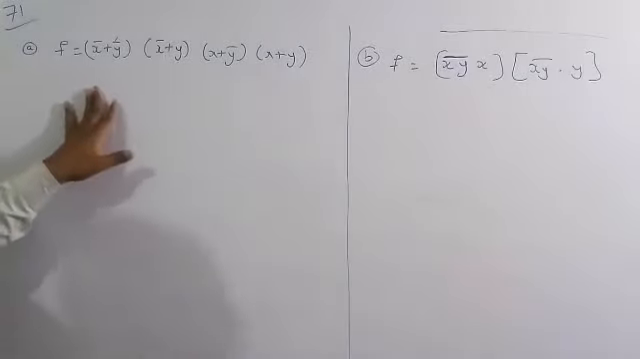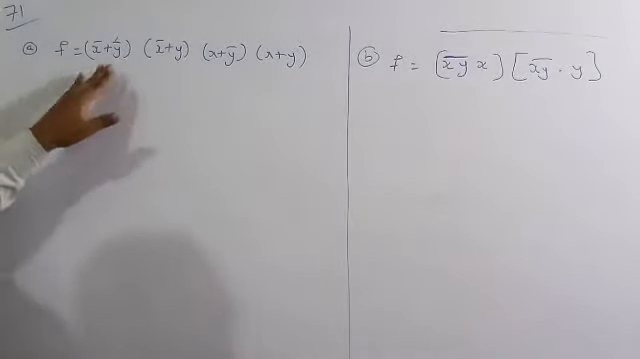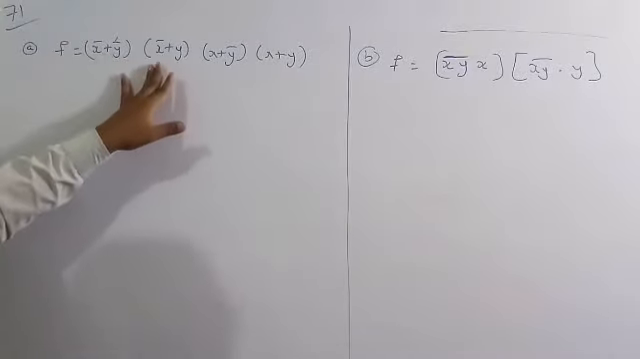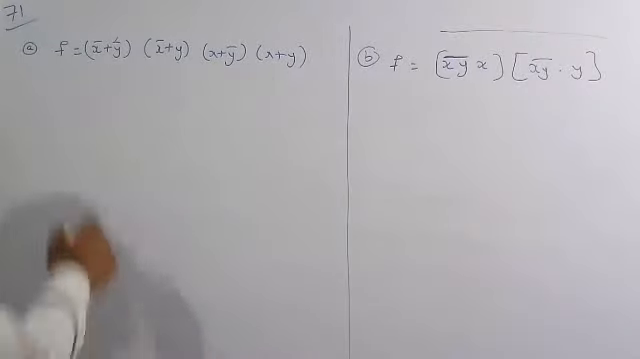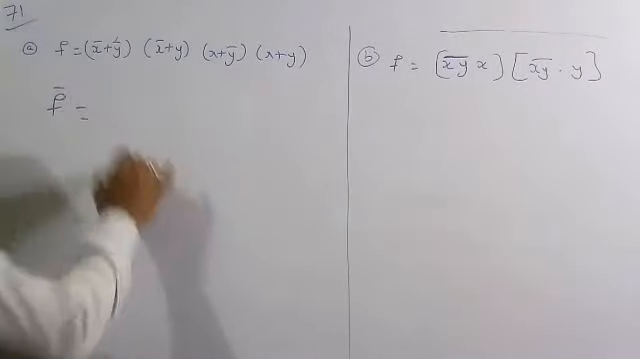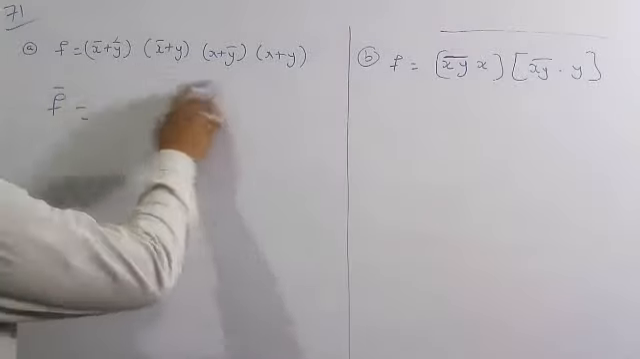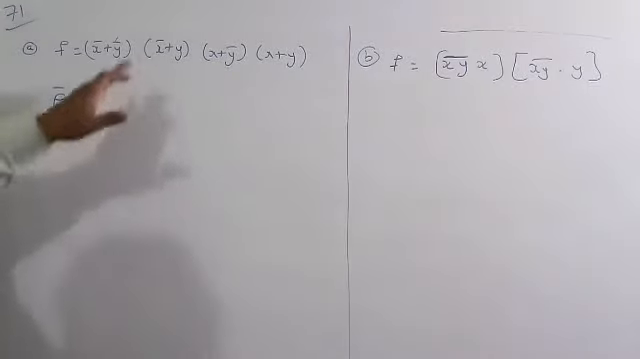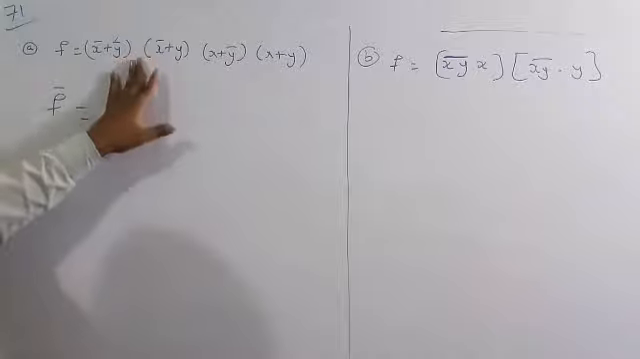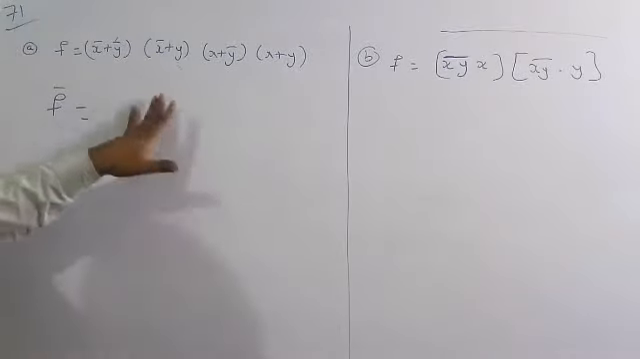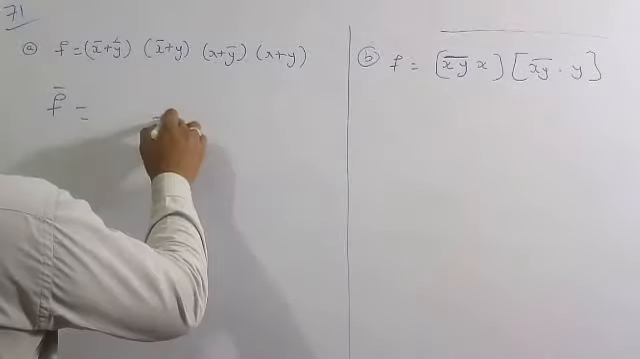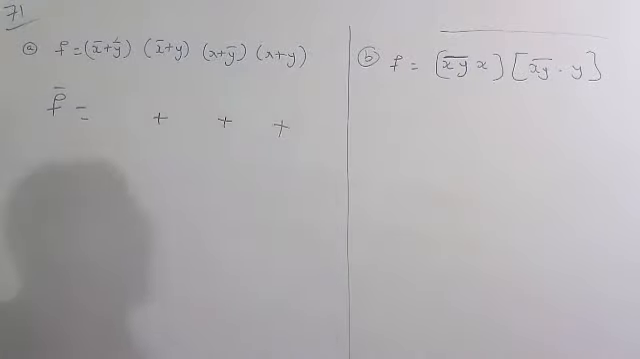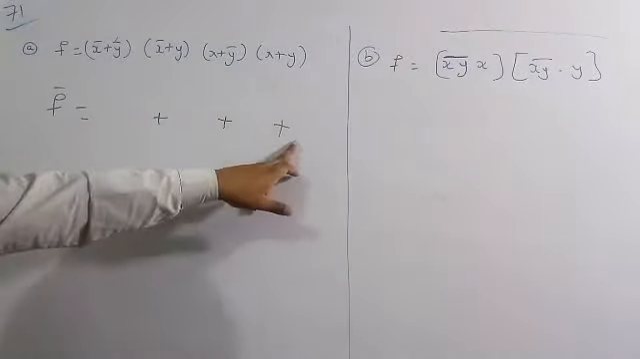Now I am going to solve the first expression. Let me assume f is equal to (x bar plus y bar) into (x bar plus y) into (x plus y) into (x plus y bar). Now I am going to take the complement of the whole expression. It is a product of sums, so after doing the complement I am going to get a sum of products, with 4 terms.